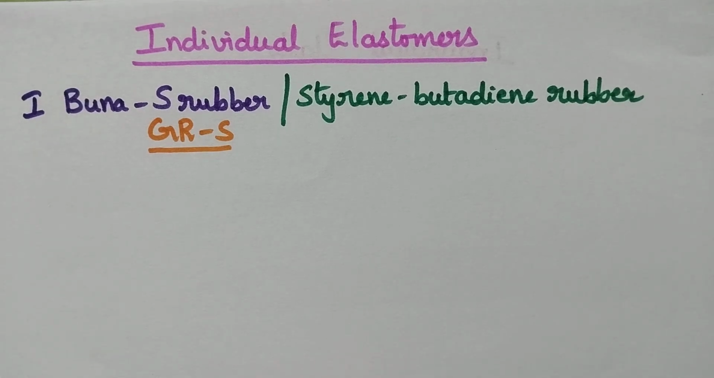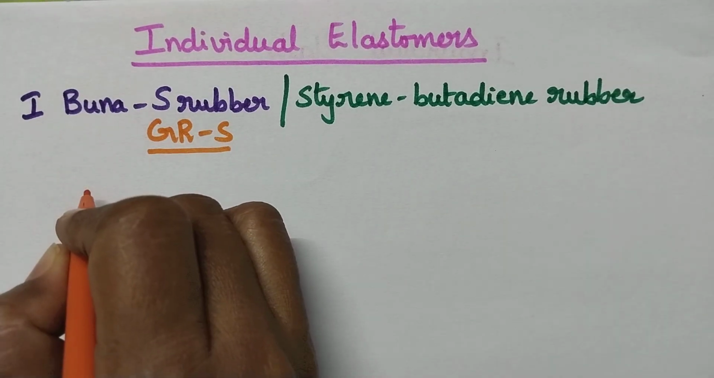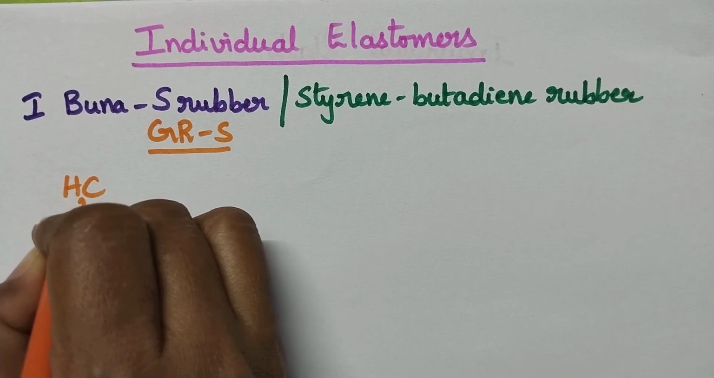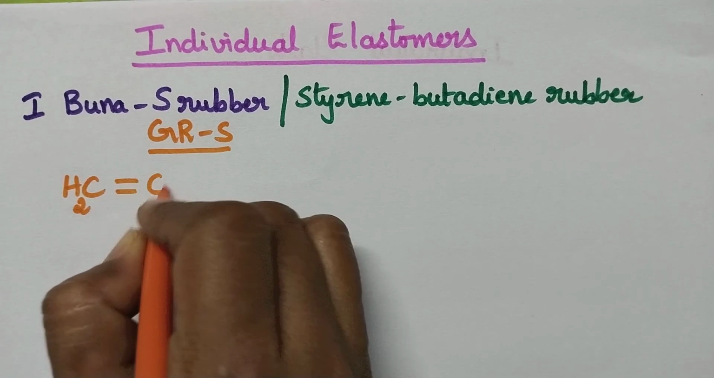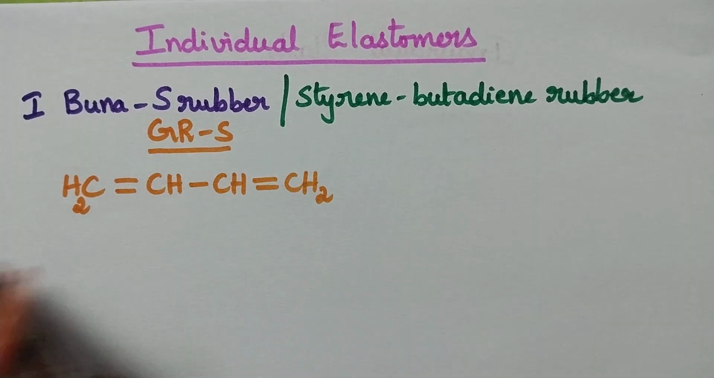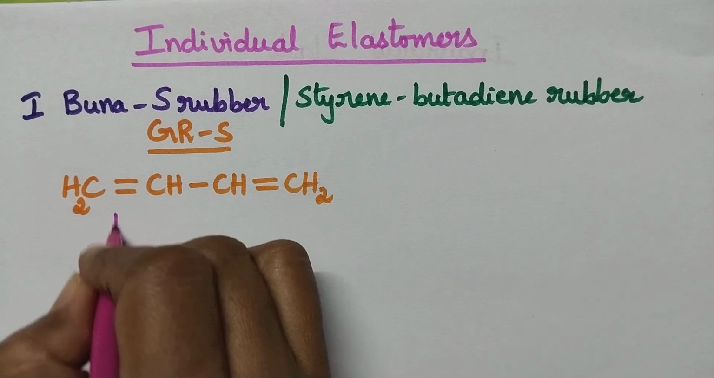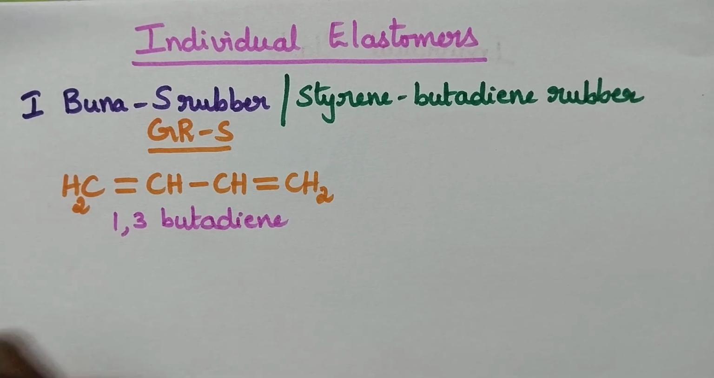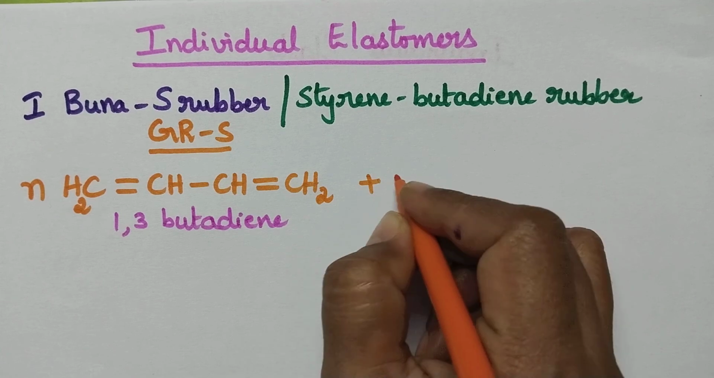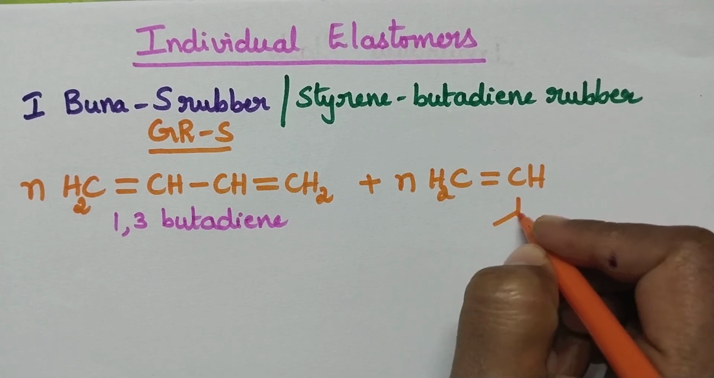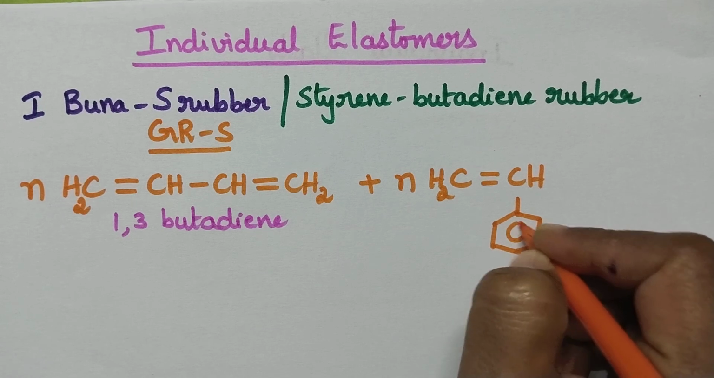Coming to the preparation of Buna-S rubber, it is a copolymer and can be prepared by the copolymerization of 1,3-butadiene and styrene. The structure of 1,3-butadiene is CH2=CH-CH=CH2. So it is 1,3-butadiene. It undergoes copolymerization with styrene. Styrene means CH2=CH-C6H5, that means a benzene nucleus will be present.